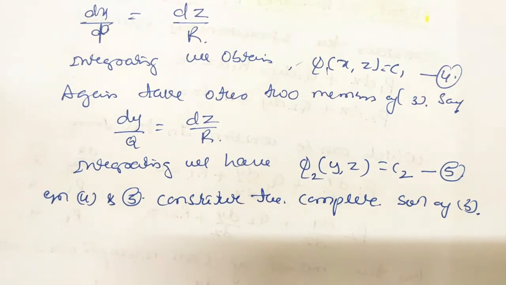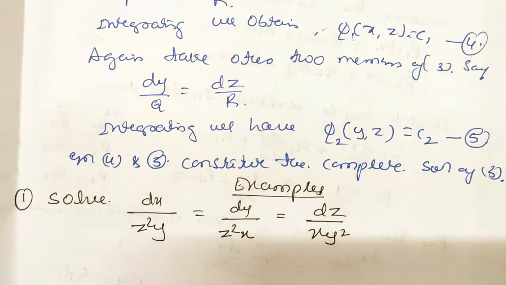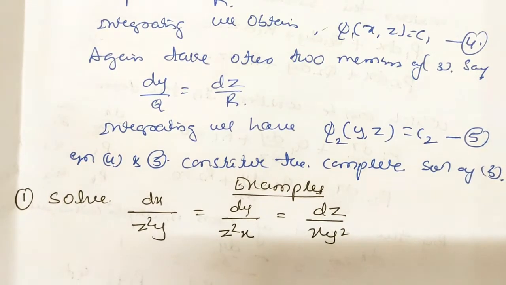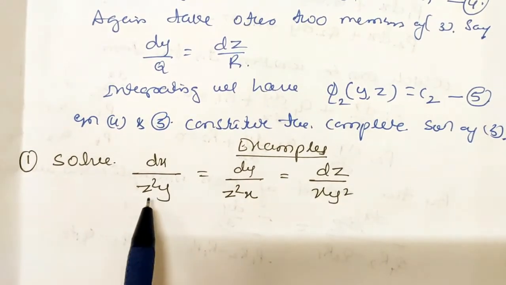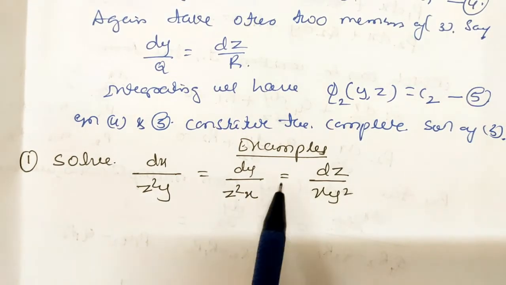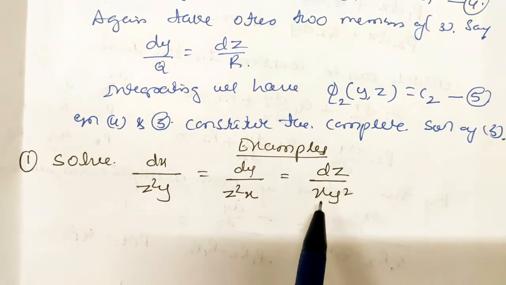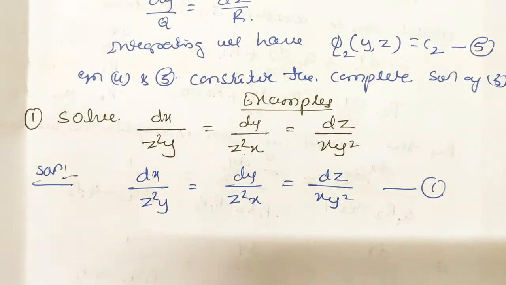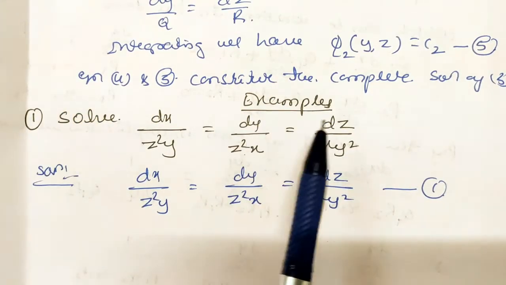Let us take some examples in this. Solve dx divided by z square y is equal to dy divided by z square x is equal to dz divided by x y square. Let us take this one example here.